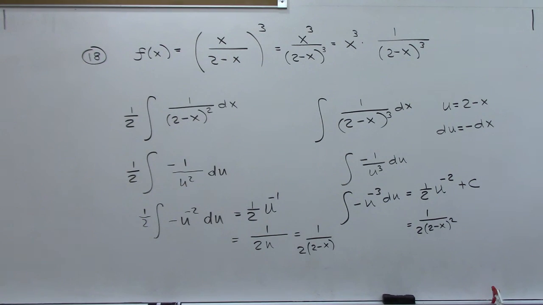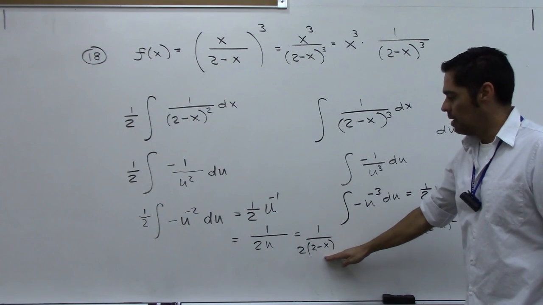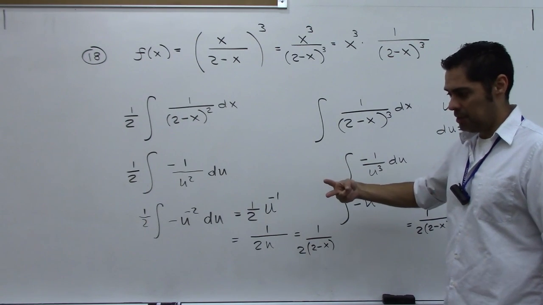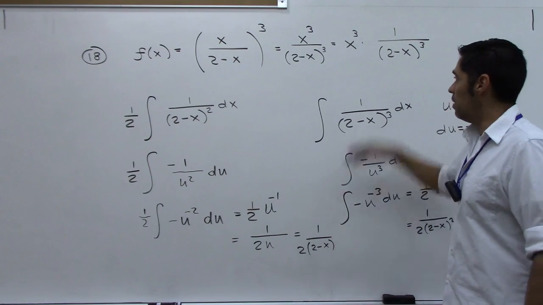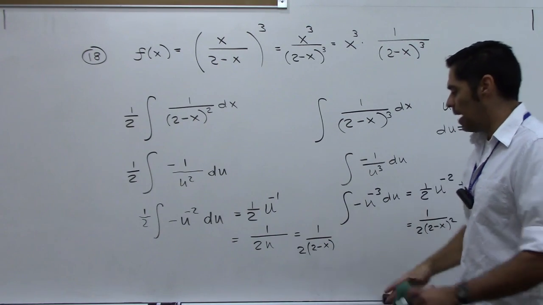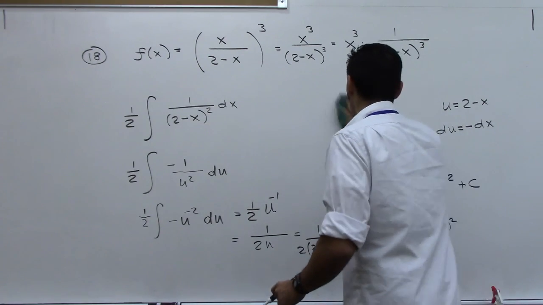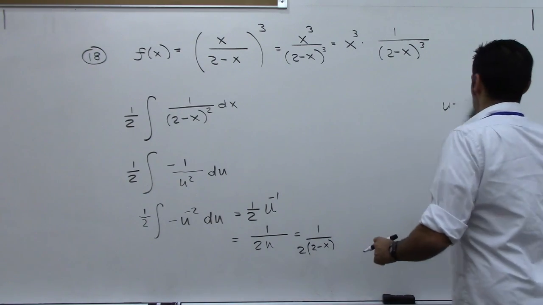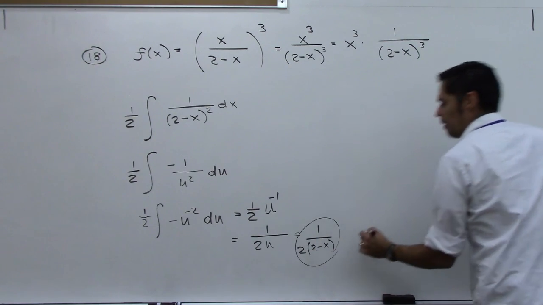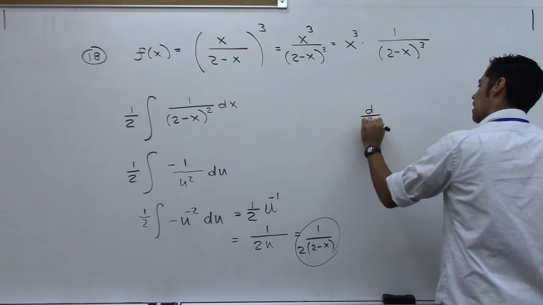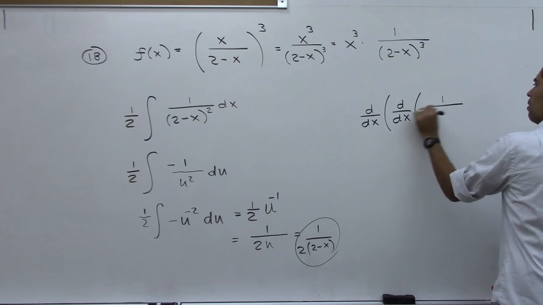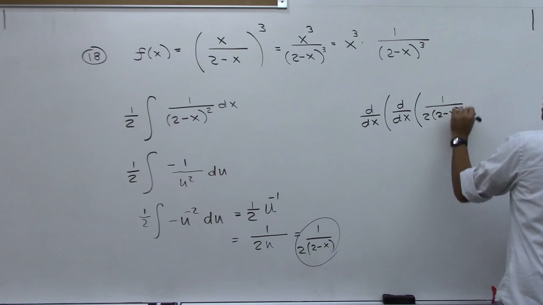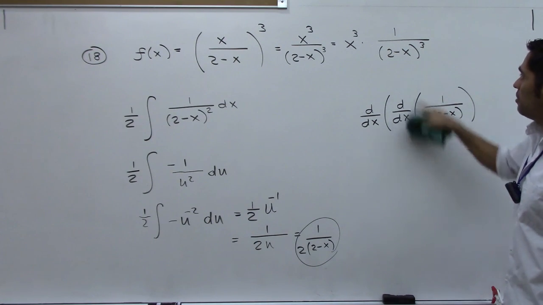So what in the world does this all mean? It means that if we take this expression and differentiate it twice, we should get this. That is something I can do a power series of. So let me just check that what we've done is right. I'm going to take the derivative with respect to x twice of 1 over 2 times (2 minus x). If I do this two times, I should get that back exactly.